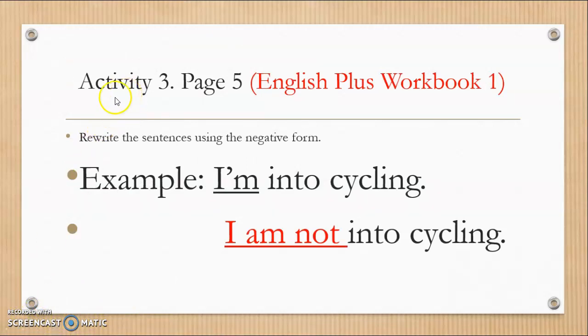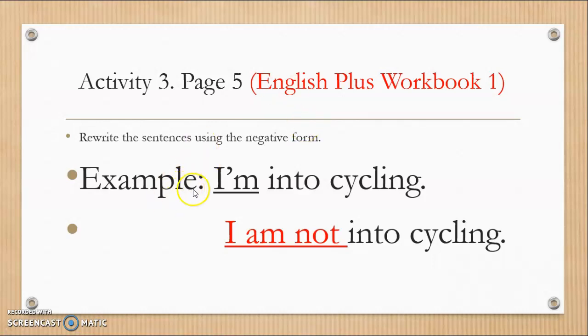Next, we go to activity 3, page 5, still under English Plus Workbook 1. The instruction is to rewrite the sentences using the negative form. Just now in activity 2, we wrote the affirmative form. Now we need to write the negative form.